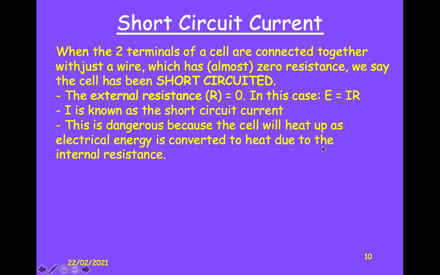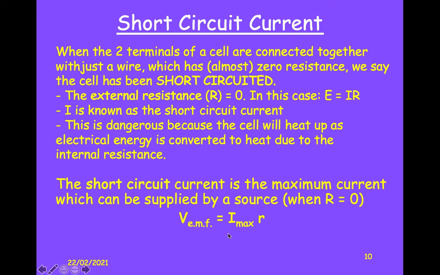We can also connect a wire straight across a cell. If we do that, so a wire that's got pretty much zero resistance, we connect that straight across. That's similar to what we did with the voltmeter, and then the cell has been short circuited. Now at that point we've got an external, big R is 0, I is the short circuit current, and that is potentially quite high and is dangerous because basically all electrical energy is just getting converted straight to heat in the wire because there's not anything else there.